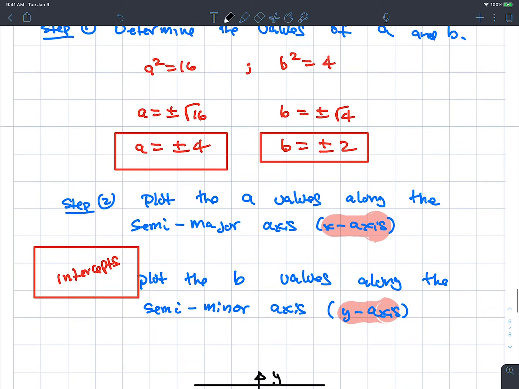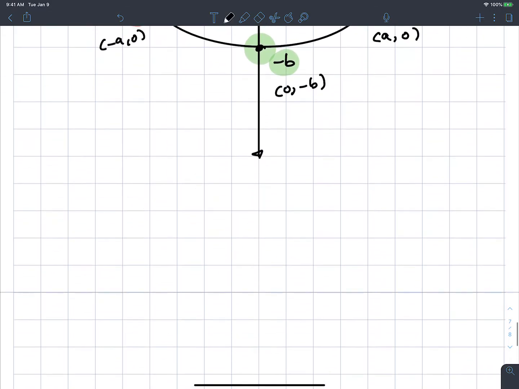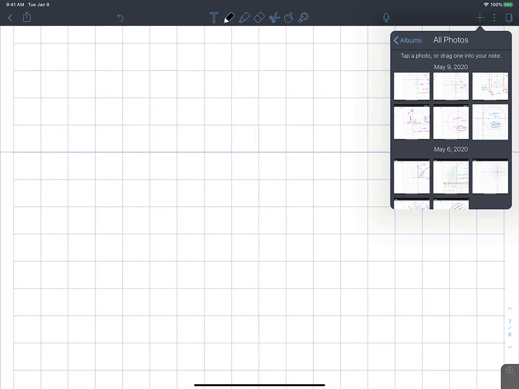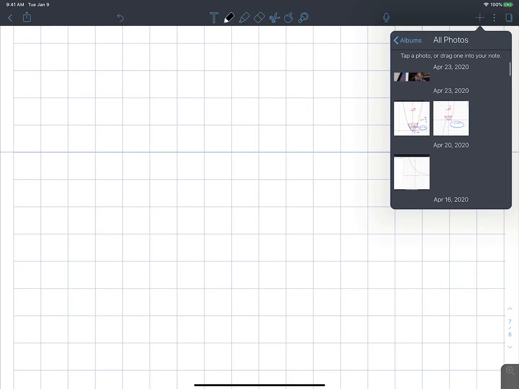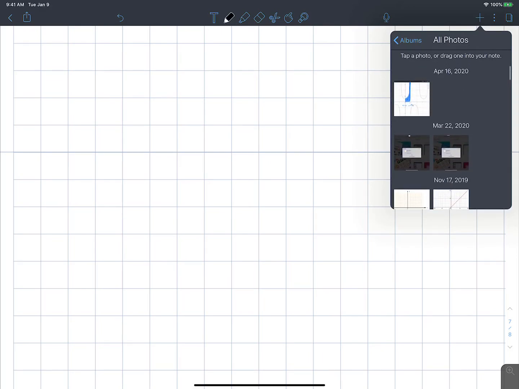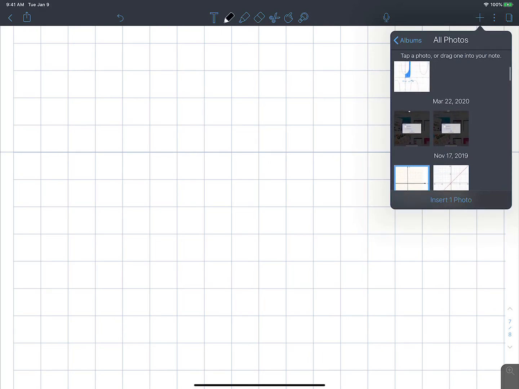In particular, you say what happens when A is plus or minus 4 and B is plus or minus 2. Well, I think what I'll do now is import the picture. There we go. Import the graph.